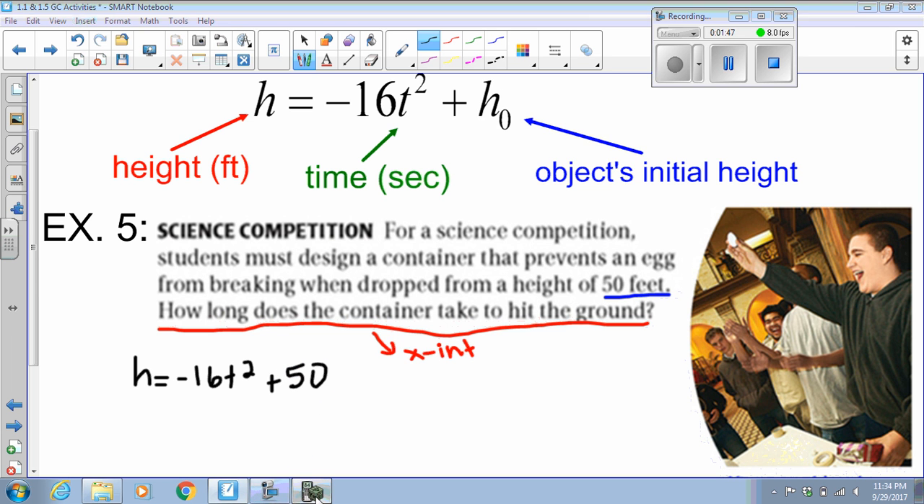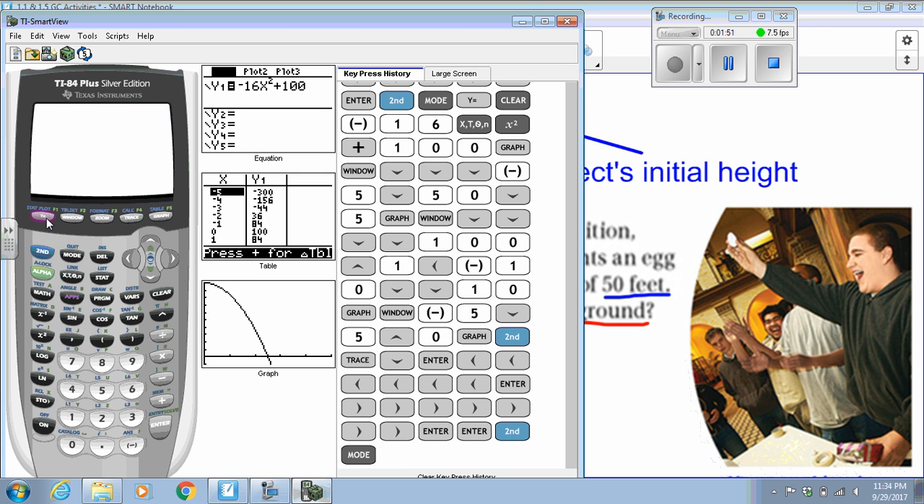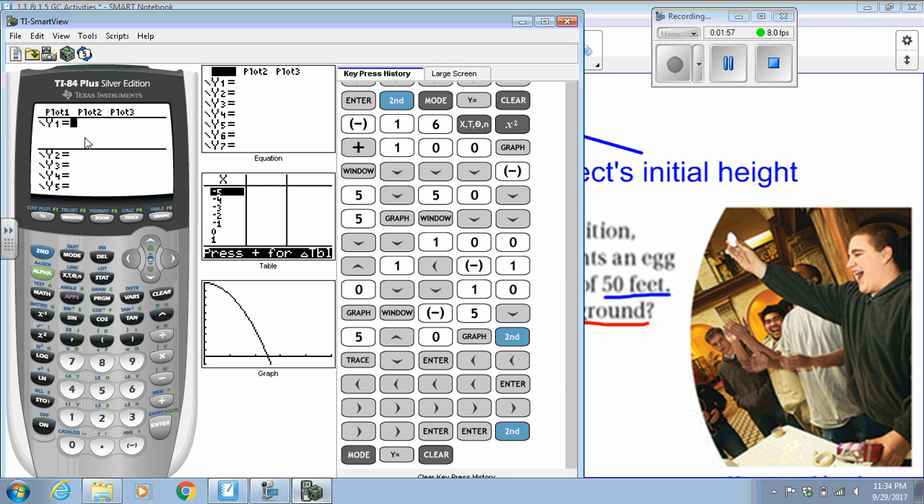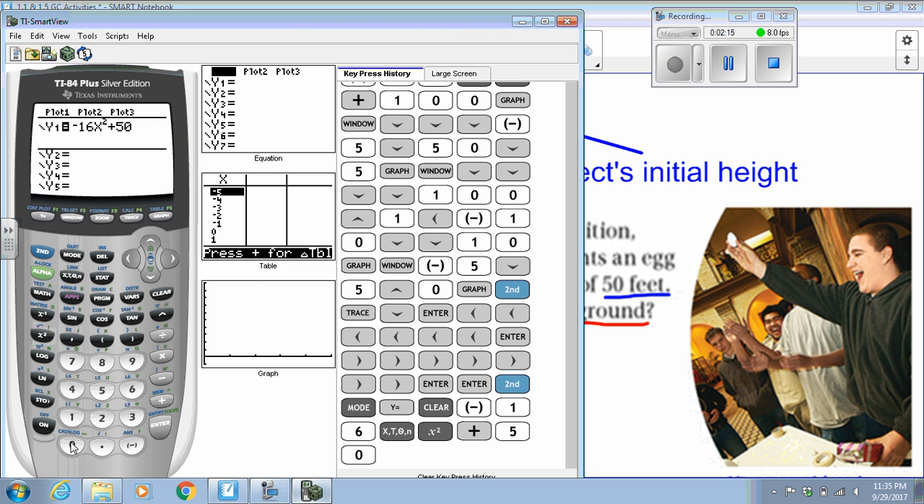So what we're going to do is get our graphing calculators, okay, and we're going to go to y equals. Now if you have anything in here, go ahead and clear it. And what we're going to plug here is that negative 16, so make sure you put a negative sign, so negative 16. Now in this case we don't have t, so you just have to use x, which is okay as well. So we have x and then squared, and then we do plus 50.